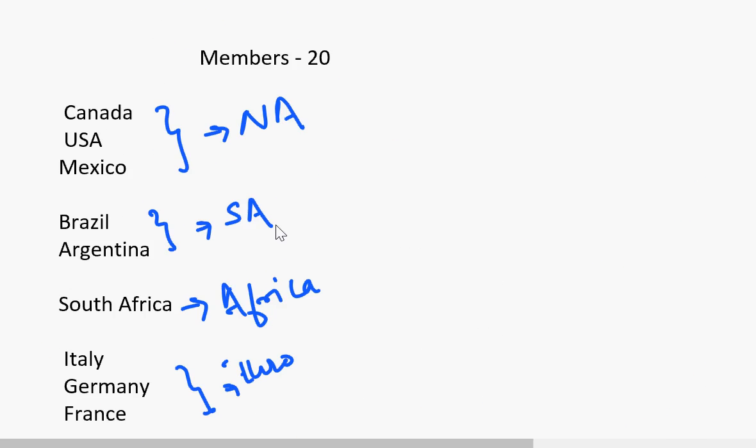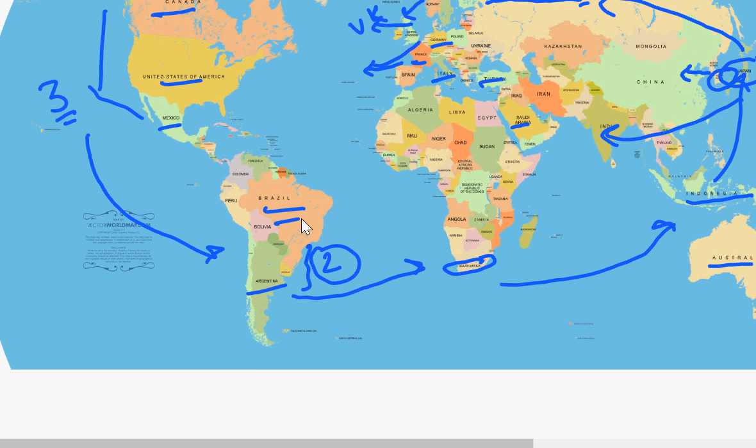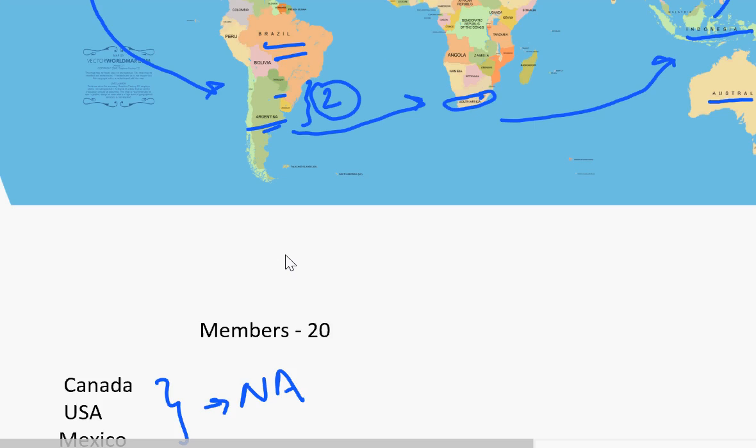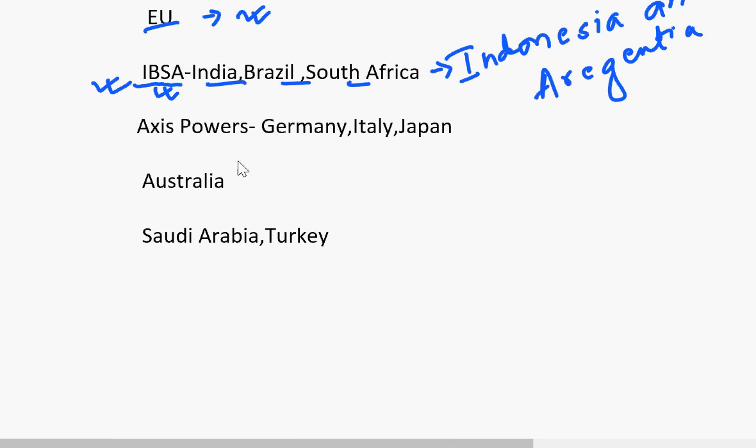Look, in the South American continent, we have seen that there are only two countries, Brazil and Argentina, and these two countries are neighbors also. So if you learn through IPSA that Brazil is in G20, you can easily remember Argentina too. Another way is in the IPSA acronym, A can refer to Argentina too. But remember that Argentina is not a part of IPSA. Only India, Brazil, and South Africa are the three countries in the IPSA grouping.